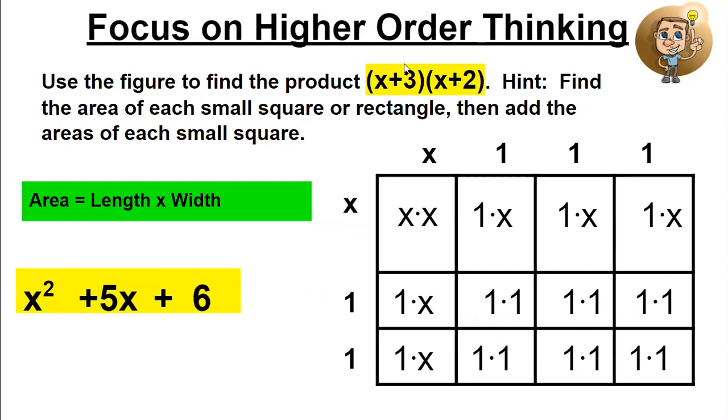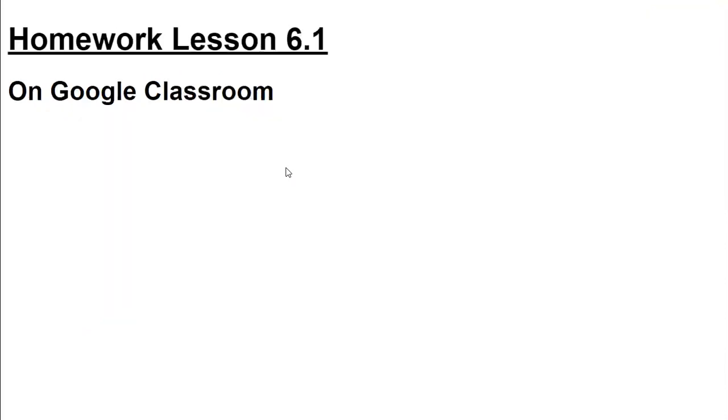So that's how you would multiply to get the product of 2 things in parentheses. There's more things we're going to learn about that, but not right now.